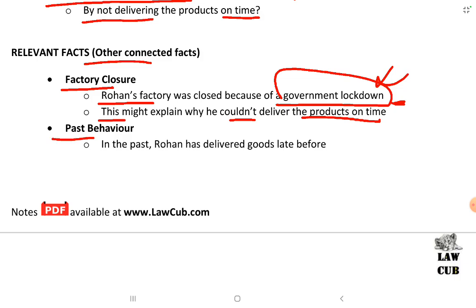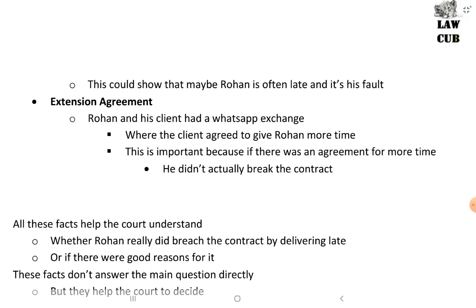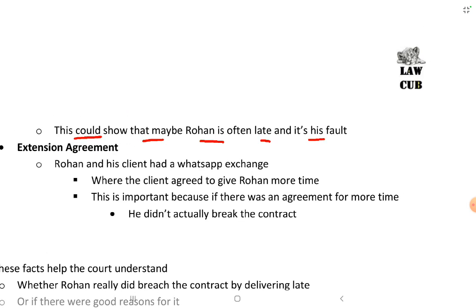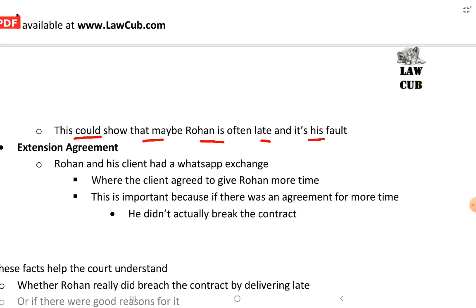Second is past behavior. In the past, Rohan has delivered goods late before. This could show that maybe Rohan is often late and it's his fault. By this relevant fact, the probability is that maybe he is a habitual offender. He usually delivers the goods late. Before also he has delivered the goods late. So from this relevant fact, the probability is that maybe he has breached the contract.